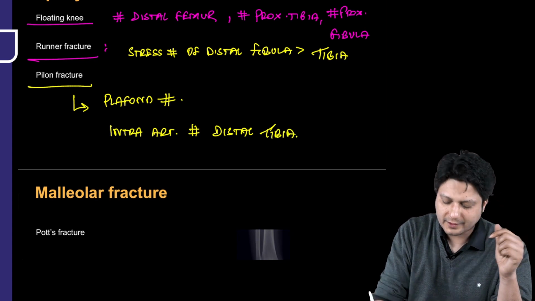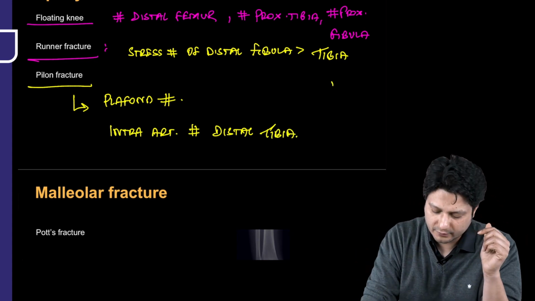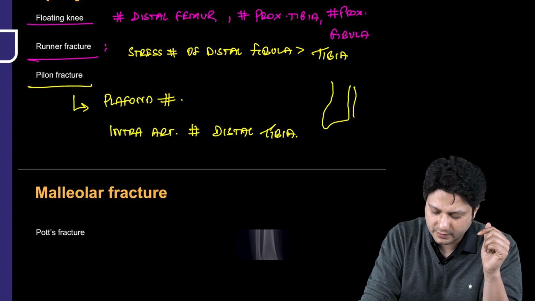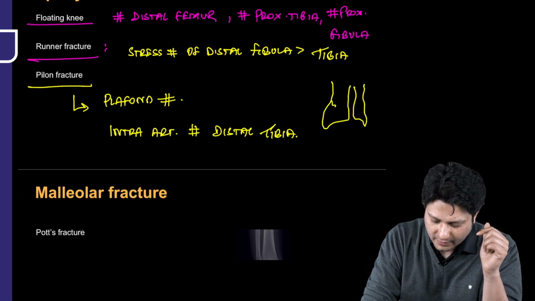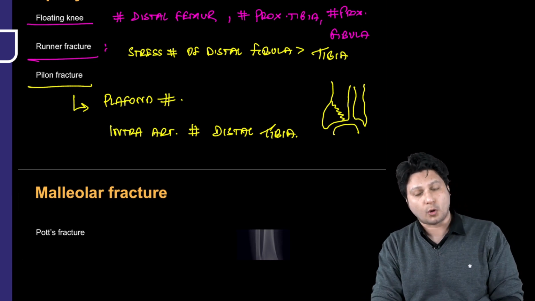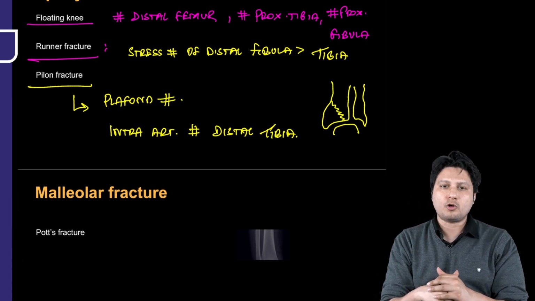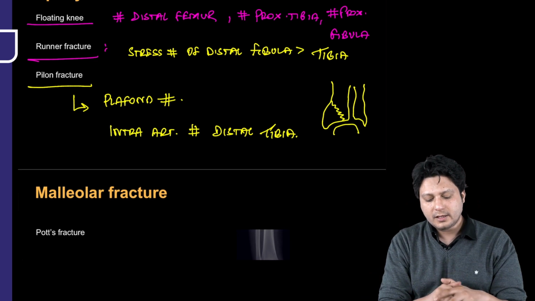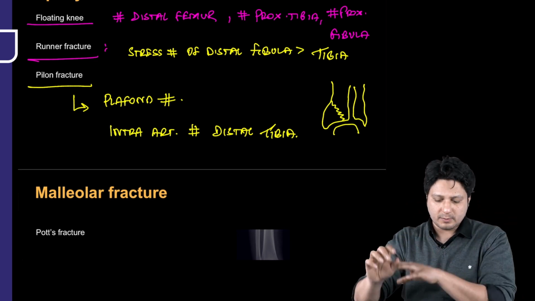Now, what do you mean by this term intra-articular fracture of the distal tibia? Just imagine if this is the distal end of the tibia, and this is the distal end of the fibula. If there is a fracture line which is extending all the way to involve the talar surface, that means the joint, then it would be called a pylon or plafond kind of fracture. All right. So these are the named fractures, eponymous fractures.